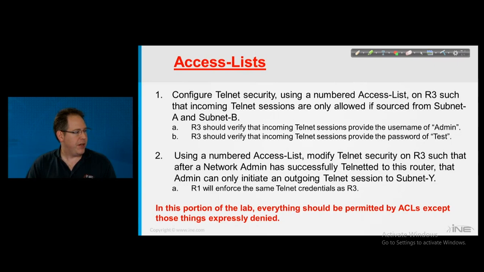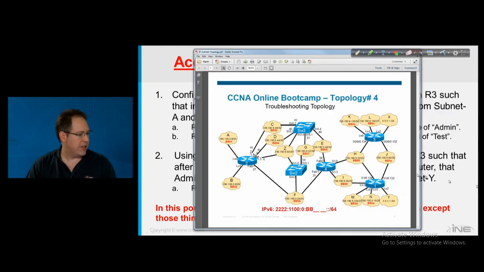Number one, configure Telnet security using a numbered access list on R3 such that incoming Telnet sessions are only allowed if sourced from subnet A and subnet B. So if you're looking at the topology diagram, let's bring that up here. That's talking about that when the router 2 will be the only one that's allowed to actually initiate a telnet to router 3, and only if router 2 sources that telnet from either its loopback 0 or its loopback 1. So that's what we're trying to accomplish, that nobody else can initiate a telnet to router 3 unless it meets that criteria.